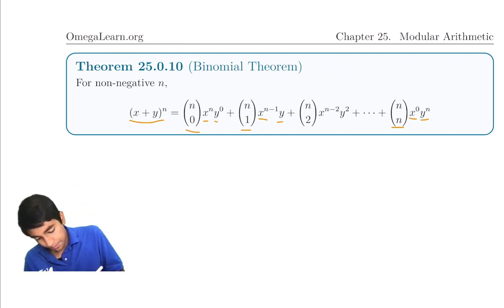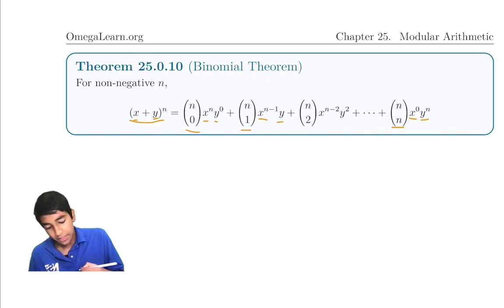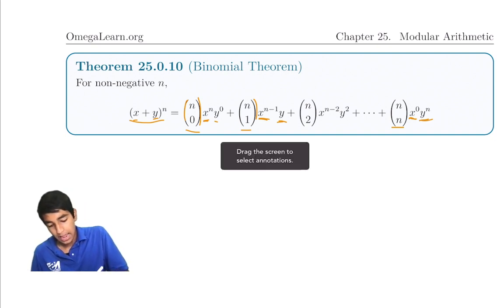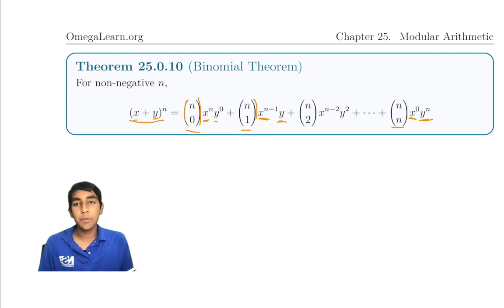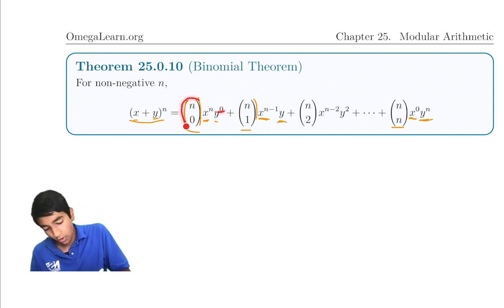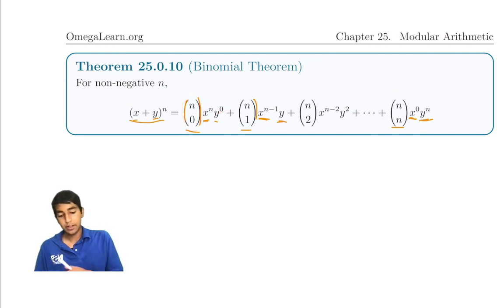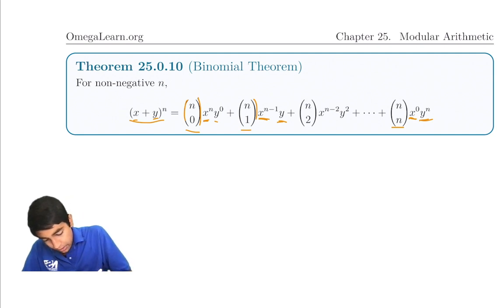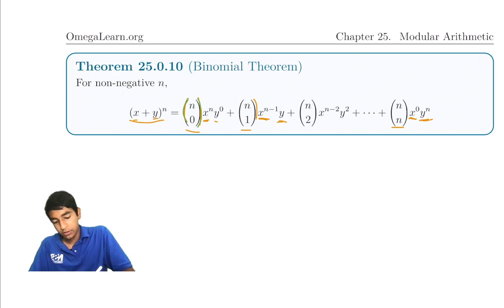Basically, what that means is that if we expand out (x plus y) to the n, the x to the n term will just have n choose 0 as its coefficient. The x to the n minus 1 y term will just have n choose 1 as its coefficient, and so on. Basically, for each x to the a, y to the b, the exponents of x and y must sum to n. And then, because there's a total of n exponents, we can choose n choose 0 or n choose n. Remember from combo that they're equivalent. So over here, we see that it's just n choose whatever the power of y is. So n choose 0, n choose 1, n choose 2, and so on, till n choose n.